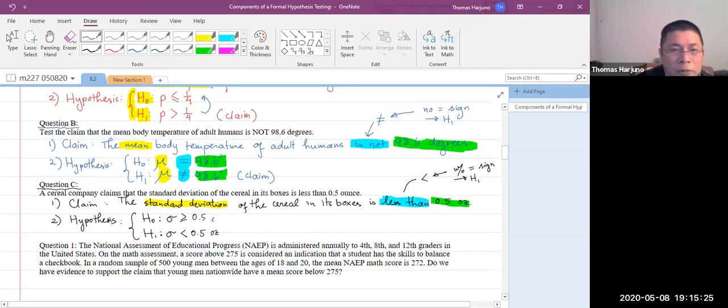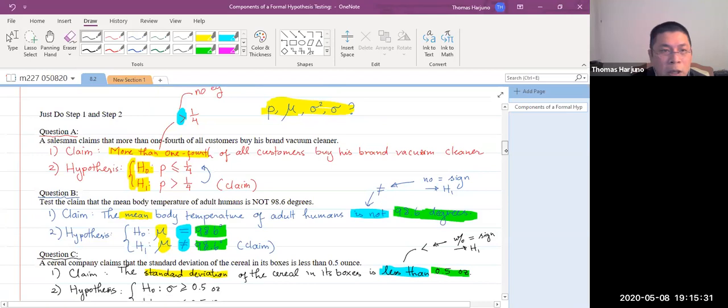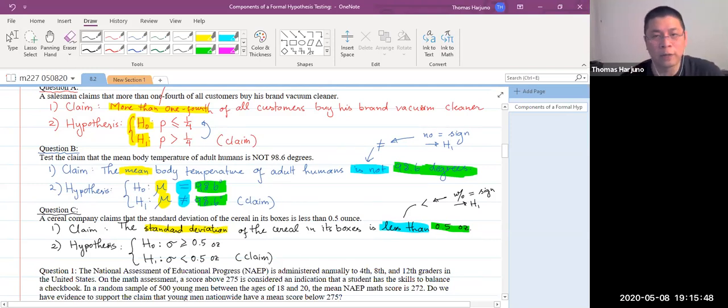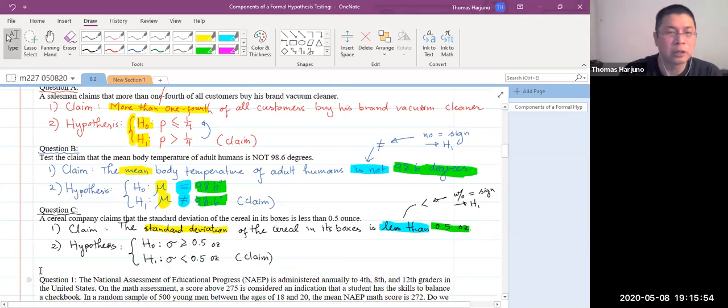It just happened that for these three questions, A, B, and C, the claim goes to the alternate hypothesis. But again, that's not true all the time. It depends on the wording of the claim. Now, let me ask you to do some problems. This time, they get longer.